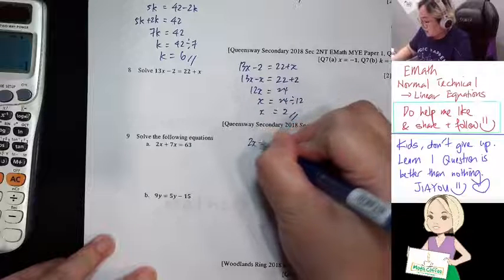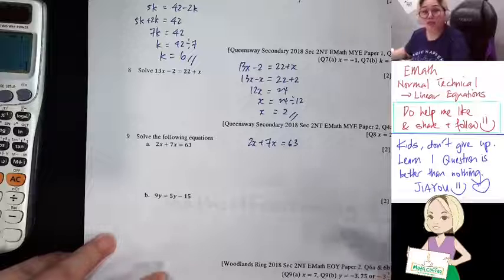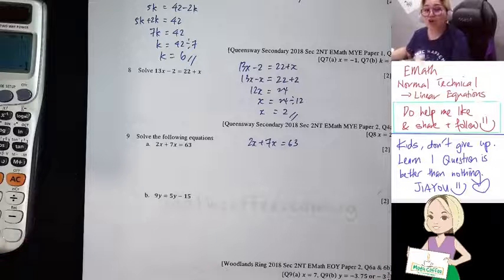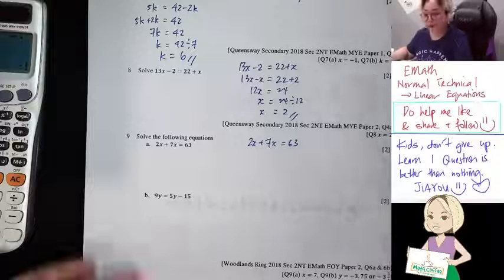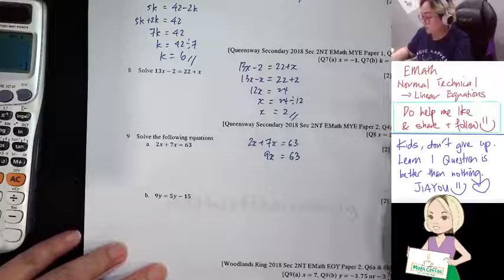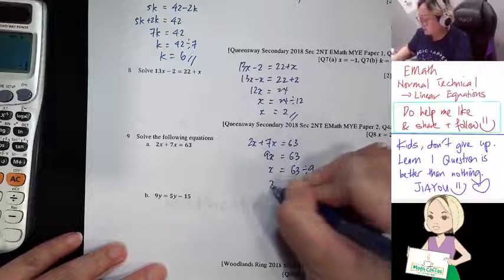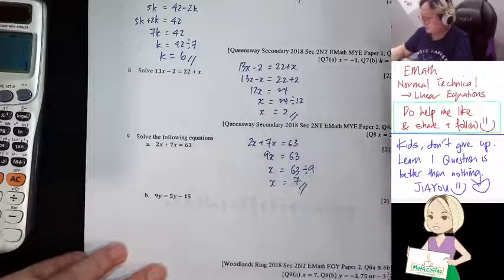So 2x plus 7x equals 63. For this question, I don't have to shift anything, because all the x are already on the left hand side and all the numbers are on the right hand side. I just need to simplify my 2x plus 7x. So it becomes 9x equals 63. So x equals 63 divided by 9, so my x is equal to 7. Done.